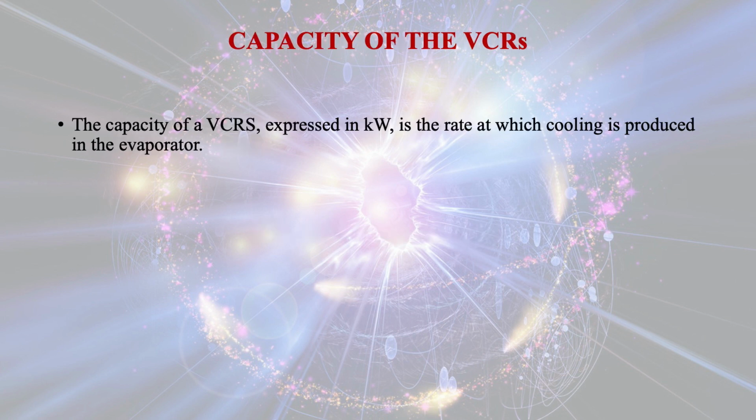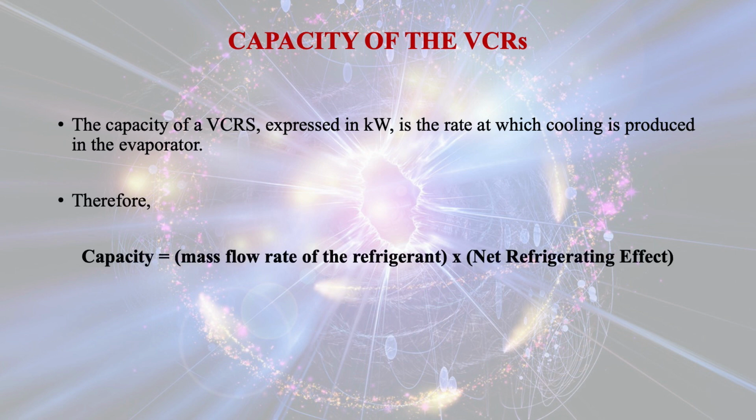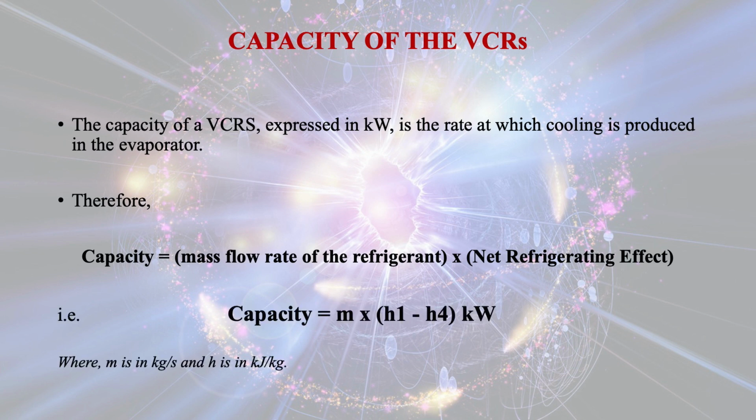Capacity of the VCR. The capacity of a vapor compression refrigeration system, expressed in kilowatt, is the rate at which cooling is produced in the evaporator. Therefore, capacity is equal to the mass flow rate of the refrigerant multiplied by the net refrigerating effect. So capacity we can write as equal to m multiplied by (h1 minus h4). Obviously its unit is kilowatt, where m is in kg per second and h is in kilojoule per kg.